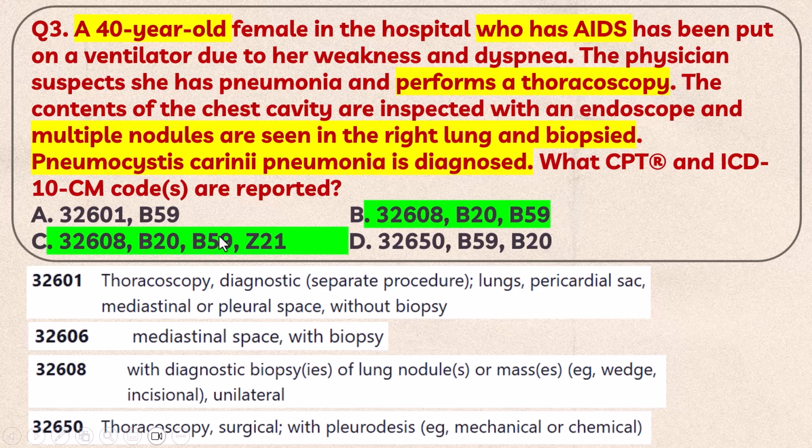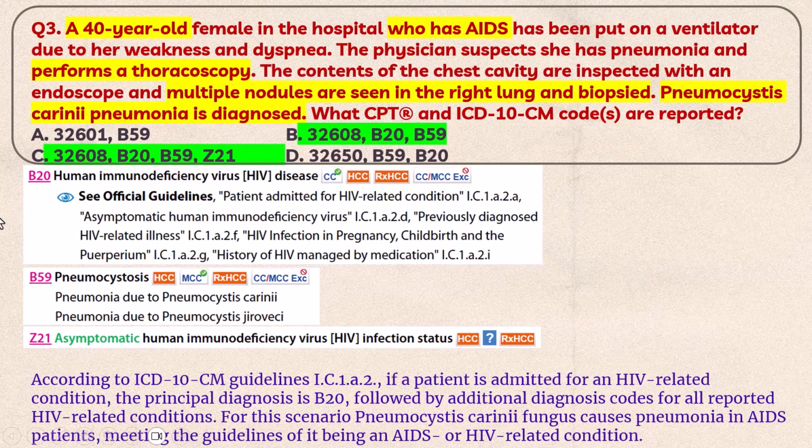Then let's check the ICD-10-CM codes to verify the answer. When you go to the ICD-10-CM codes, B20 is human immunodeficiency virus disease, that is HIV disease. B59 is pneumocystosis, that is pneumonia due to pneumocystis carinii. Z21 is asymptomatic human immunodeficiency virus infection status.